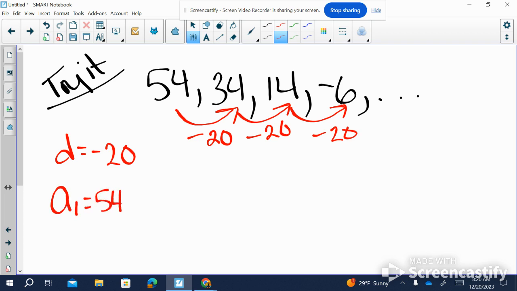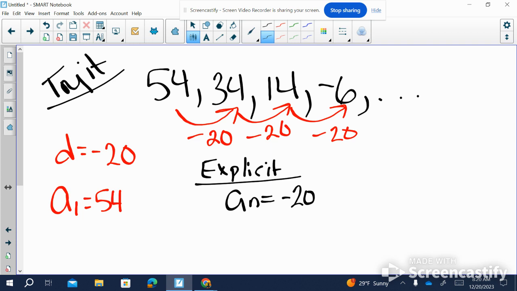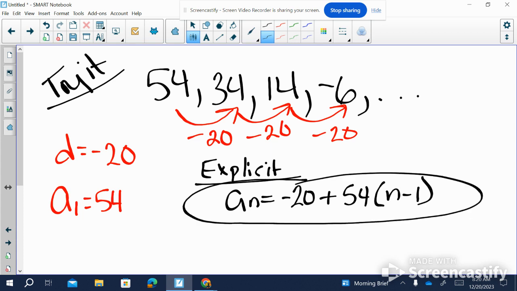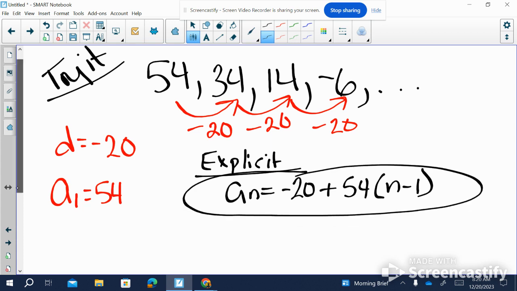So if I want to put this in an explicit formula, a sub n equals the first term, which is negative 20, plus the common difference, which is 54, times n minus 1. So that's the explicit formula.